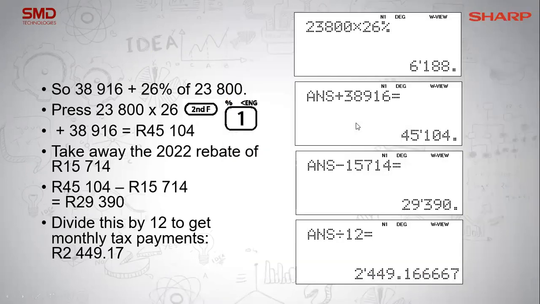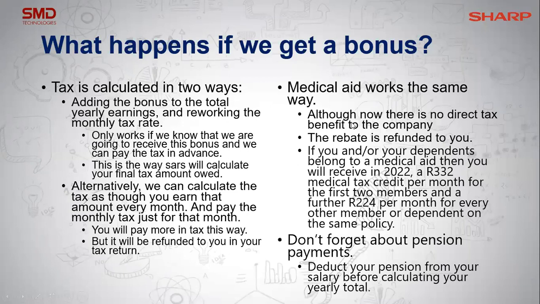Now, that does only cover the basics. So what happens if you get a bonus, or what about medical aid, or what about pension? So if you get a bonus, what happens is your bonus is added to your monthly amount that you earn. So it goes from 20,000 to 25,000 Rand. And then your tax for that month is calculated as if you were earning 25,000 Rand for the entire year. Okay. So what then happens is that you pay more tax in that month for your bonus, but then you receive it back in a rebate during tax season.